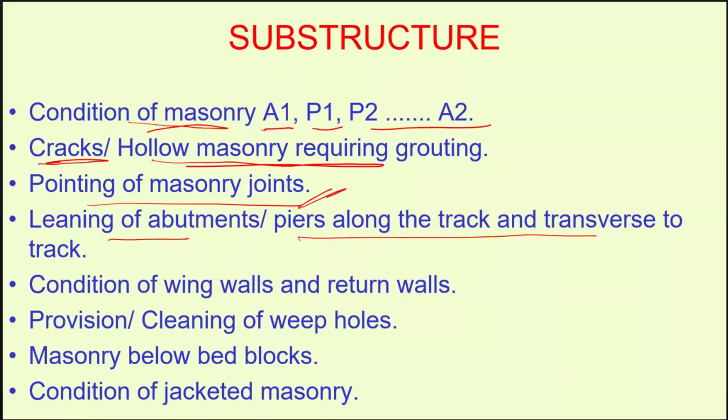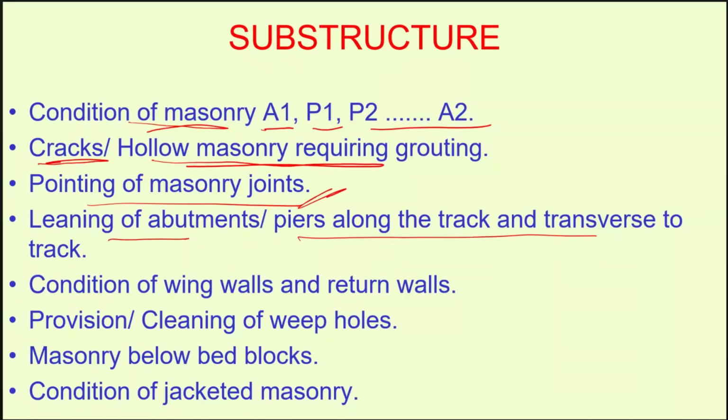Leaning of abutment and pier, along the track and transverse to the track. Like I have shown you previously in some examples, it can lean because of scour or settlement of the foundation. So is the abutment leaning in the longitudinal direction of the bridge, or in the perpendicular direction? What does it mean? Perpendicular leaning typically happens because of scour or erosion of material below the foundation.